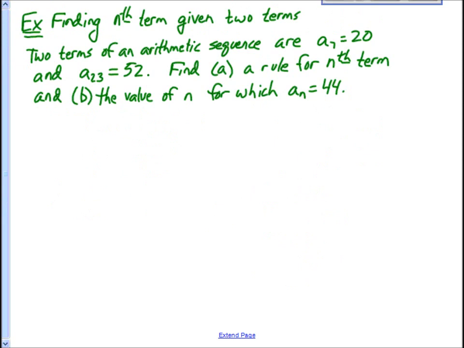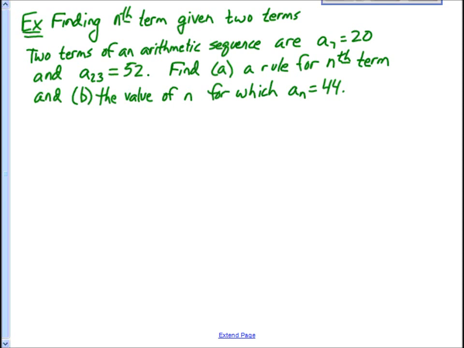Okay. So what if they give you 2 terms, but no common difference? So 2 terms in an arithmetic sequence are given. The 7th term is 20. The 23rd term is 52. And we're trying to find a rule for the nth term, and then the value of n for which a subscript n, whatever term that is, ends up being 44, okay? So let's start with part A here. Let's write this rule first.